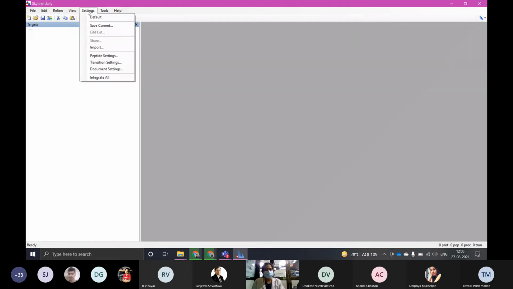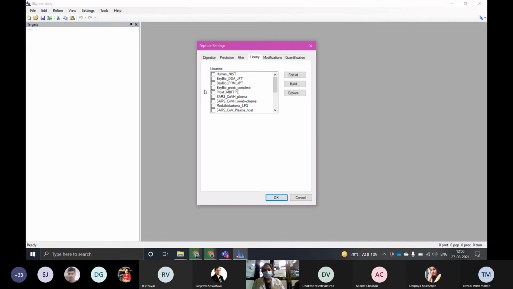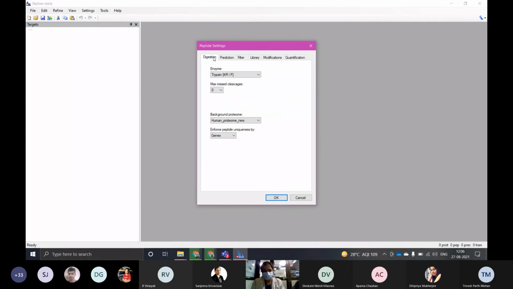I am going to briefly cover the settings, especially the peptide and transition settings. We need to tell the software how it should treat the proteins or peptides that we are inserting. In our experiment, we are using trypsin, so the enzyme will be trypsin, and we'll add a background proteome. I'll tell you later on how to make the background proteome.